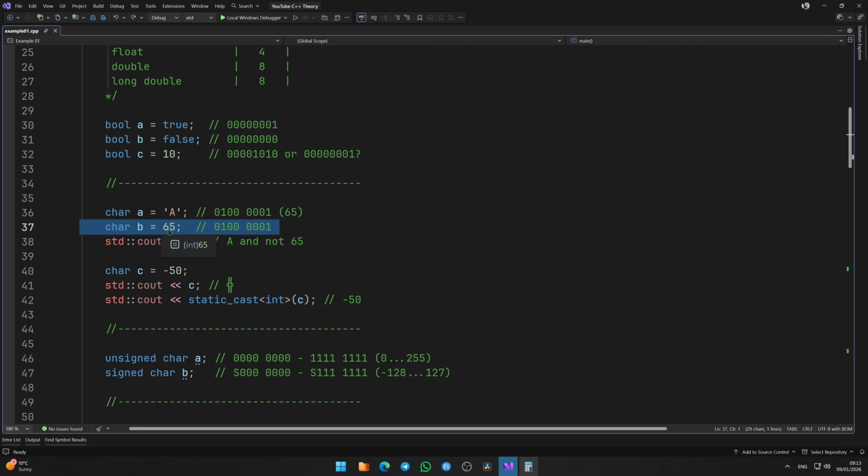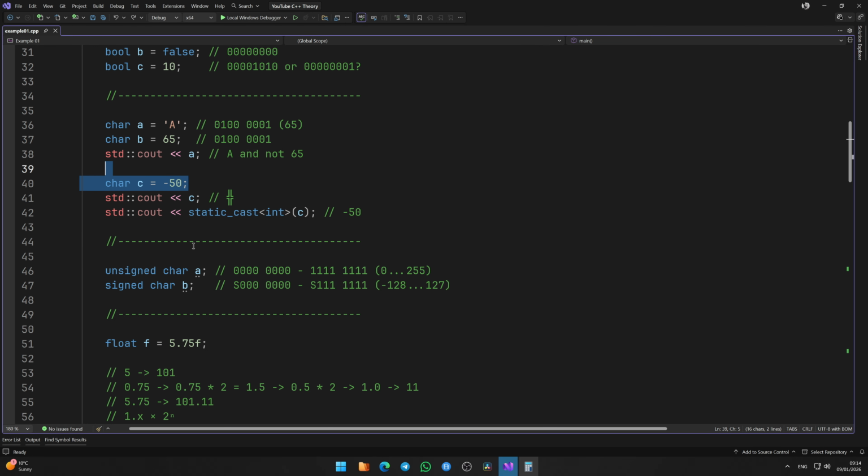So why do we see characters instead of numbers when we print char variables to the screen? Because cout checks the variable's type before printing. When it sees a char, it knows it needs to show the symbol from the ASCII table, not the number. So if the value is 65, cout looks up the ASCII table and displays the character whose code is 65, the letter A.